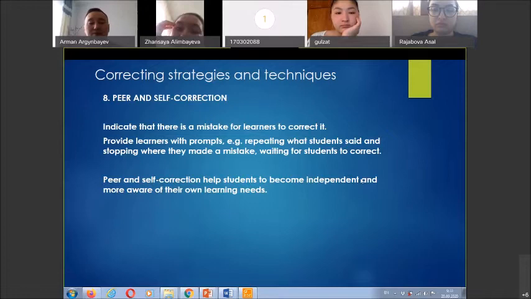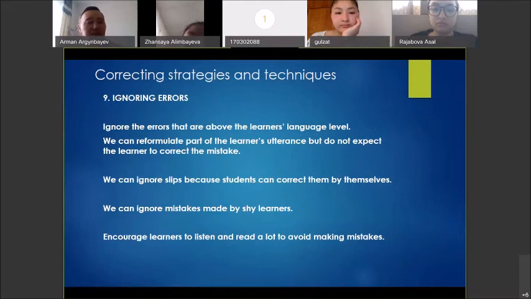Ignoring errors. Yeah, Miguel said about ignoring errors. Actually, we can ignore and we should ignore errors sometimes. When? If it's a slip, ignore it, because you know that students actually know it.